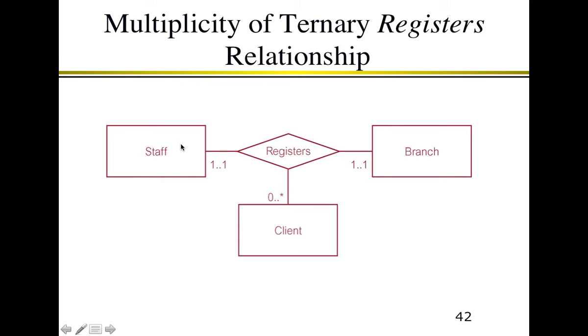Now, we actually have to have a staff member, and we have to have a branch in order for this to work. So we're not going to put 0 here. We're just going to put 1 in here. But we definitely sometimes don't have any customers. So that's why that 0 makes sense.